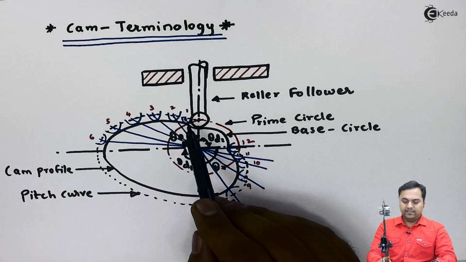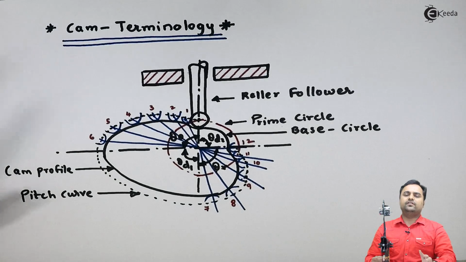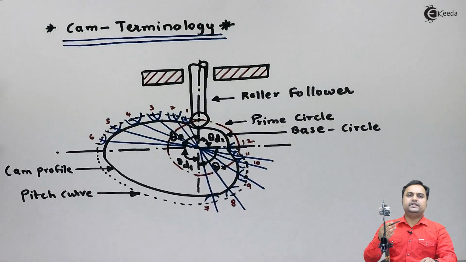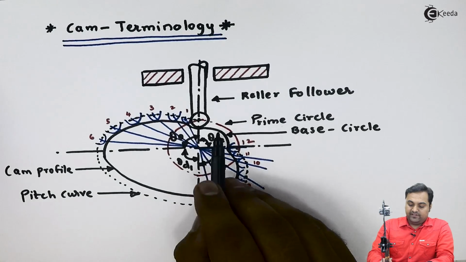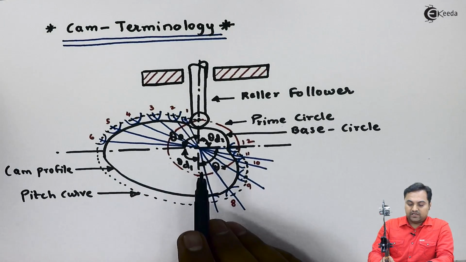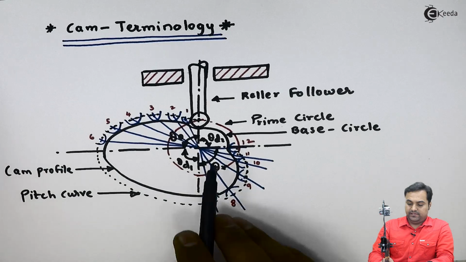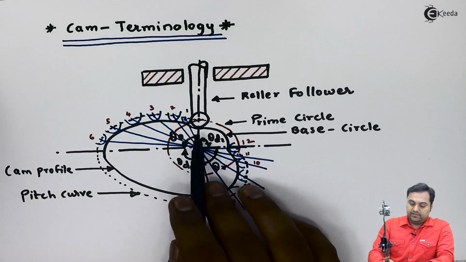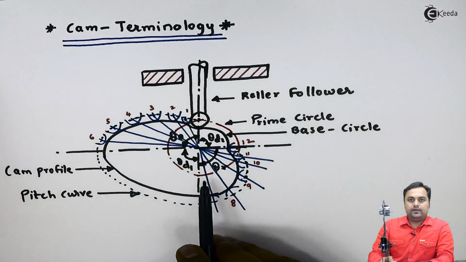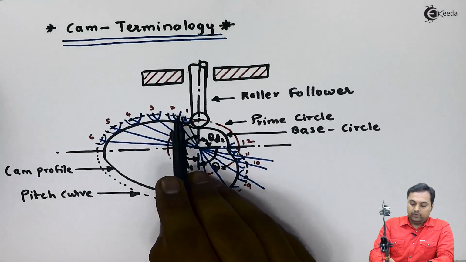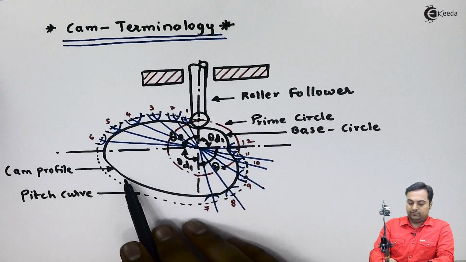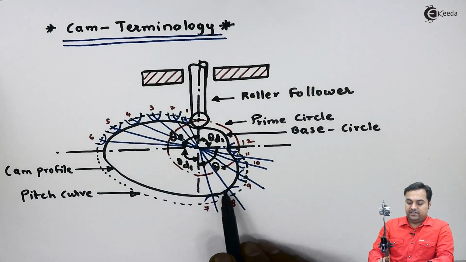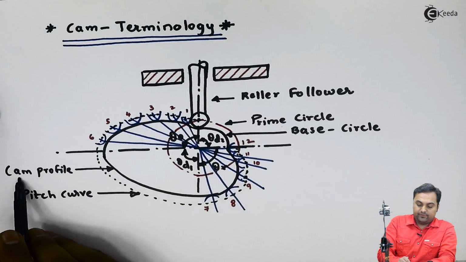In case of cams and followers, cam is a rotating machine element as per the definition, and follower will follow the motion of the cam. But when we are drawing the cam profile, we are assuming, it is a very important part, that the cam is stationary, cam is fixed, and the follower is moving around the cam. And when the cam is fixed and the follower is moving around the cam, then the profile which we are generating, that would be called as cam profile.